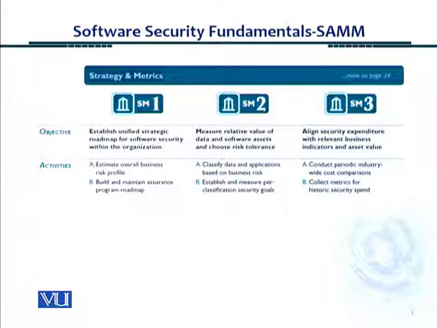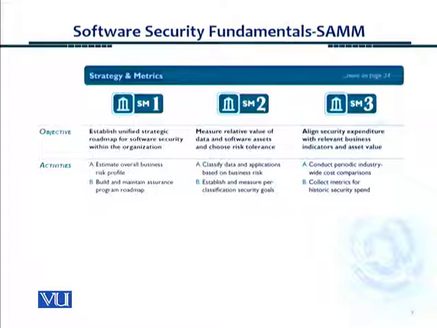So we really have to decide where we are going to take efforts to secure the software, and then classify data and applications based on business risk, which is very important because usually an organization has so many assets and so much software. Establish and measure per-classification security goals.